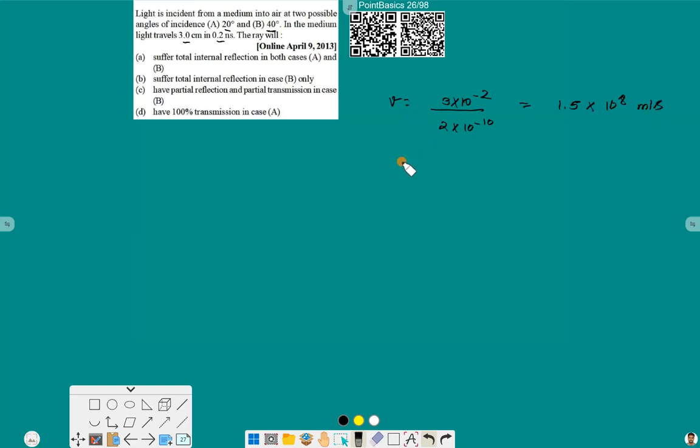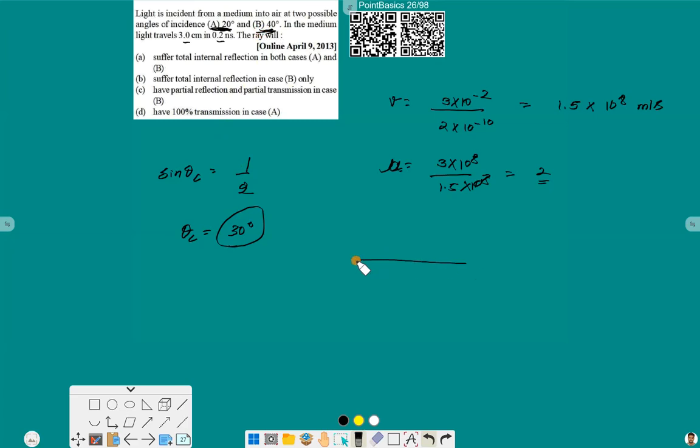That is velocity. And then the refractive index mu will be 3 into 10 raised to power 8 divided by 1.5 into 10 raised to power 8, that will be equal to 2. So critical angle will be here: sine of theta c will be equal to 1 by 2, and from this theta c will be equal to 30 degrees. So if angle of incidence is greater than 30 degree, then there will be total internal reflection. So light A, for which angle of incidence is 20 degree, will not suffer, and for B it will suffer total internal reflection.